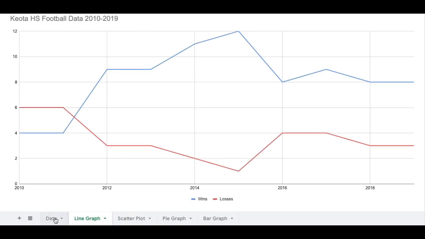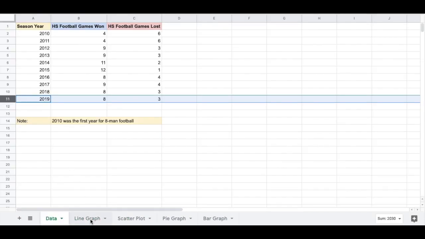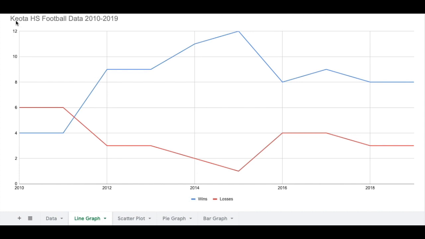The main thing to keep in mind is to make sure you know what you're looking at as far as the title, understanding the legend, and making sure you're measuring the right quantities or variables down here on your x-axis and your y-axis.